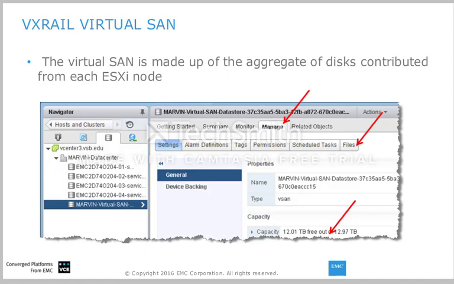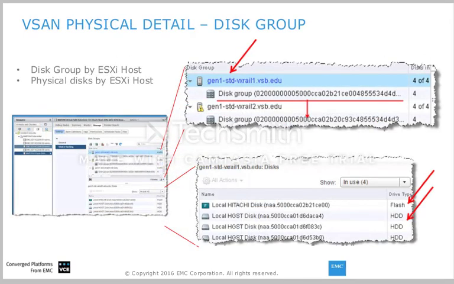Continuing on in storage, you can also review the virtual SAN, looking in Manage, Settings, General, then seeing the capacity and free space. In order to see files in the virtual SAN, select Manage, then Files. From the home icon in vSphere Web Client, navigate to Storage, Manage, Device Backing, and you will be able to see the physical disks that make up the virtual SAN.